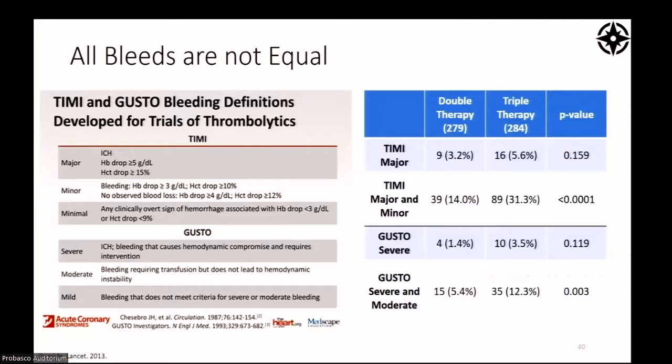I will note, for all of these trials that we look at, the bleeds are not equal. The WOEST trial defined bleeding severity with 2 different methods to categorize bleeding. The first was TIMI and the second was GUSTO. I'm not going to go through all of this, but the thing to see from these results is that using TIMI or GUSTO, major or severe bleeding was not significantly different, but it leaned towards the triple therapy group. When moderate and minor bleeding were added, that's when we saw the statistically significant greater risk in the triple therapy groups.